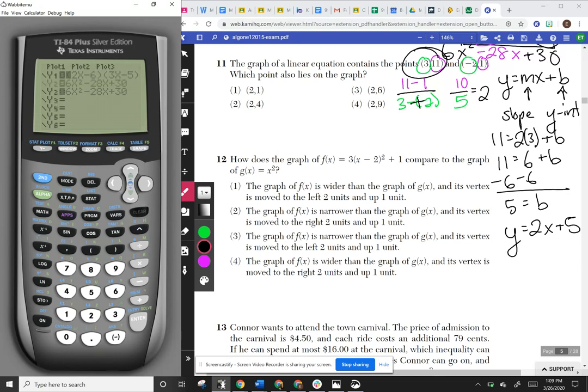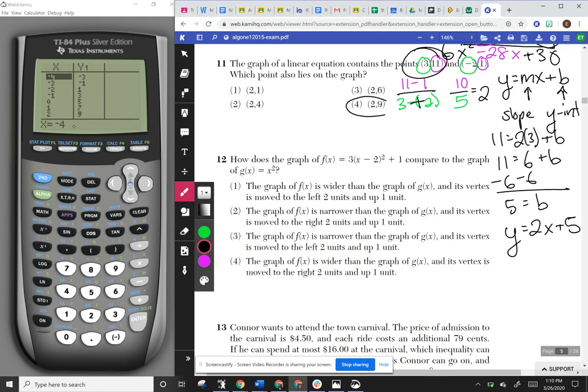Now let's go to y equals, and put that formula in, 2x plus 5. Second graph, and we're going to look for each point here. So when x is 2, y is 9, and that is answer choice 4.